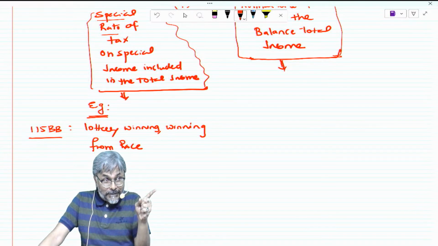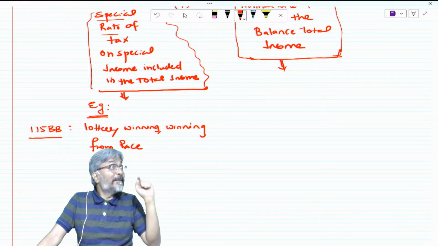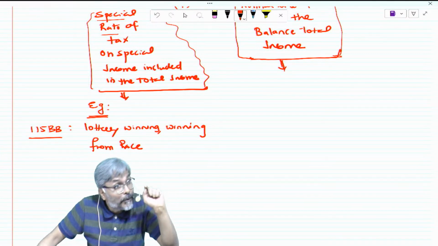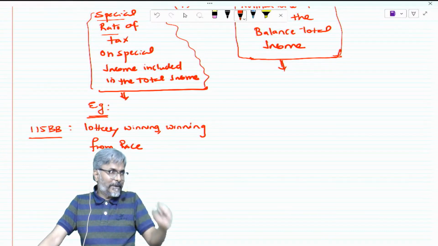The government saw that. And what did the government do? They put a higher rate of tax on that level of winnings. Okay? See the mindset of the government.